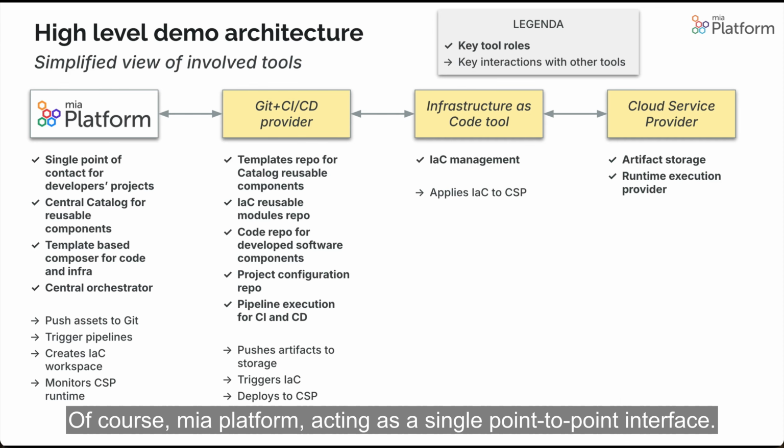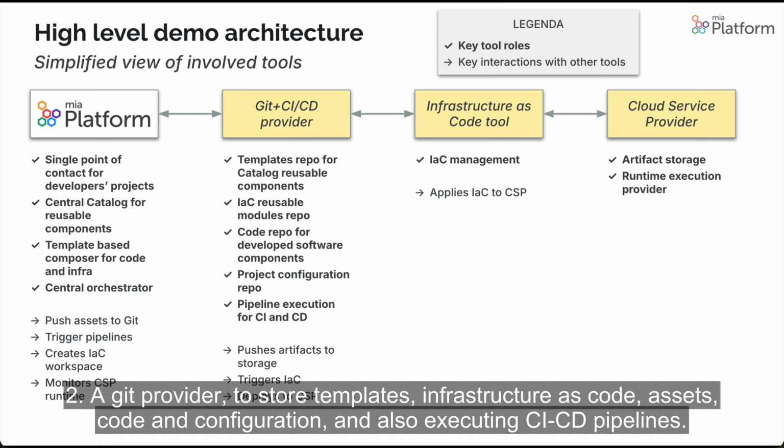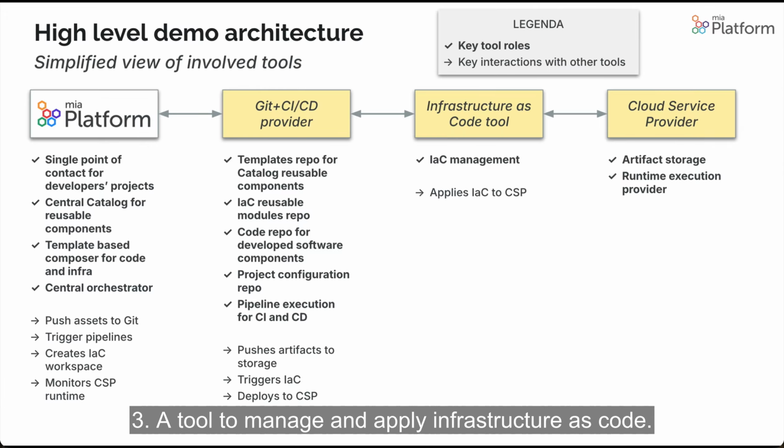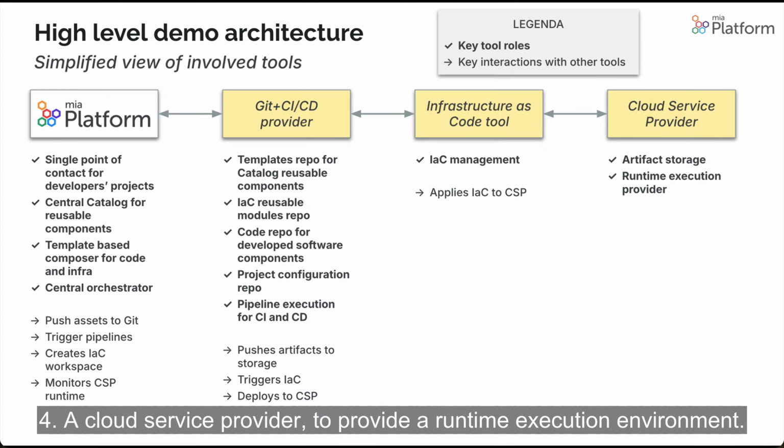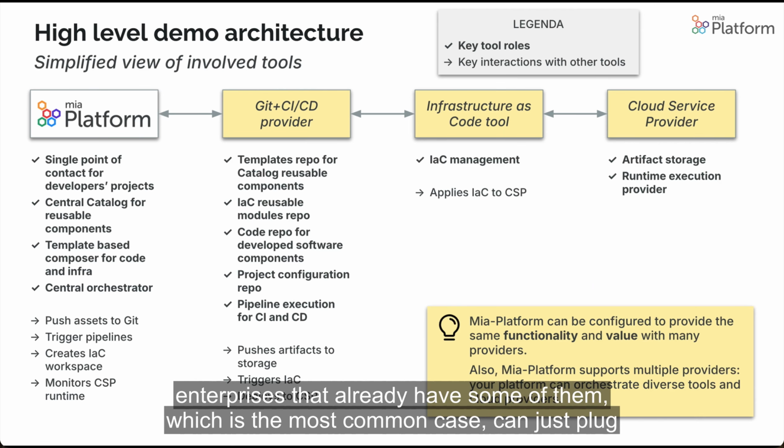Of course, Mia Platform, acting as a single point of contact, providing a central catalog of templates and orchestrating everything behind the scenes. Then a Git provider to store templates, infrastructure as code, assets, code and configuration, and also executing CI/CD pipelines. Then a tool to manage and apply infrastructure as code. Lastly, a cloud service provider to provide a runtime execution environment. Mia Platform is designed to be open and can integrate with a variety of tools, so that enterprises that already have some of them, which is the most common case, can just plug them.